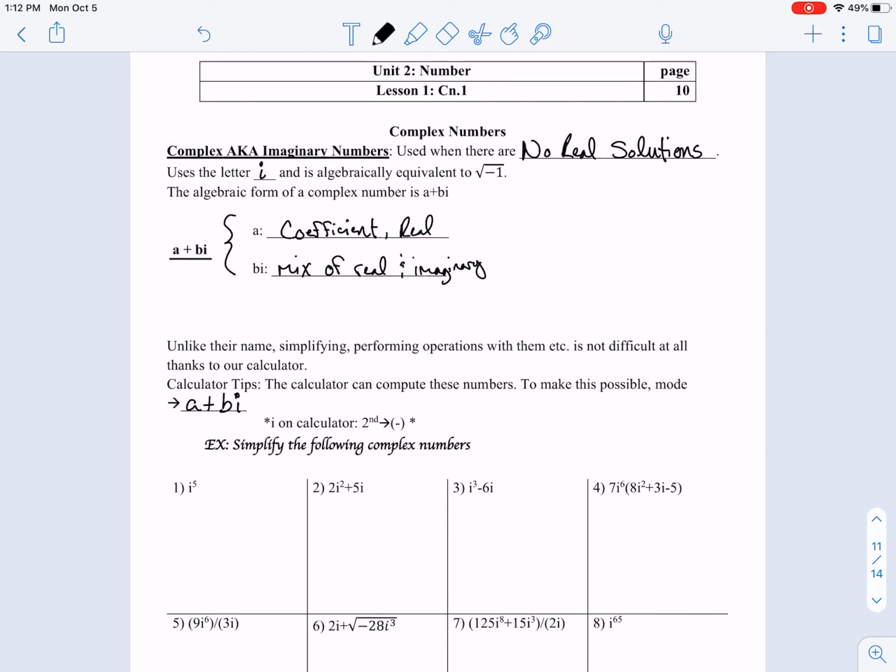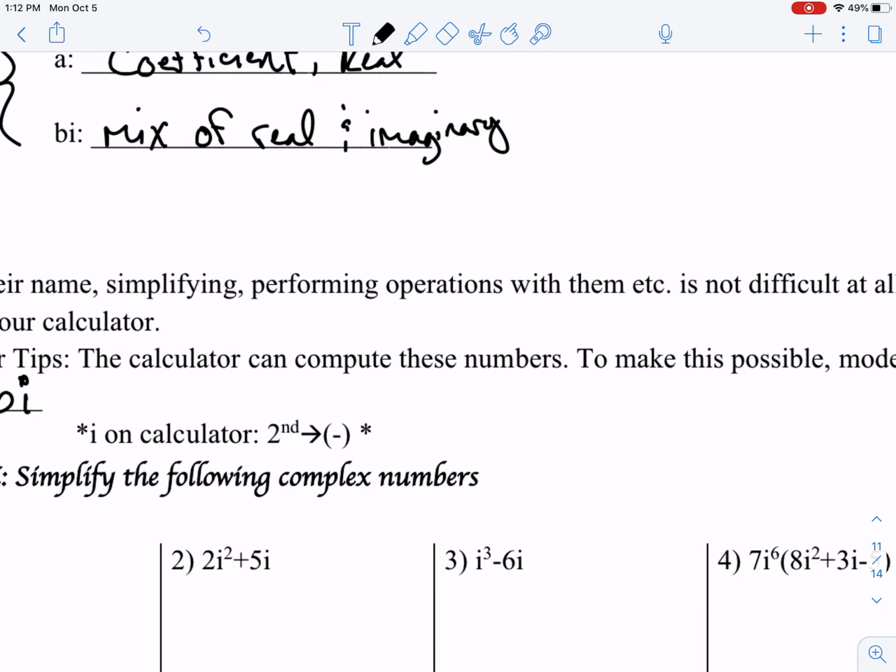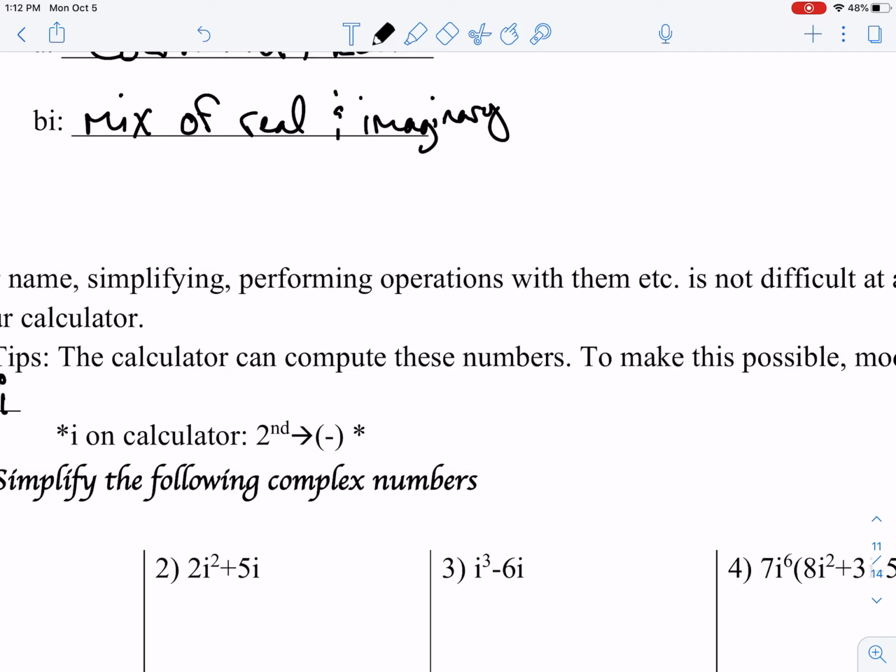So as we wrapped up the last video, I talked about that it's still possible to simplify imaginary numbers without using the calculator. Okay. The way you can do that is remember these couple of rules.